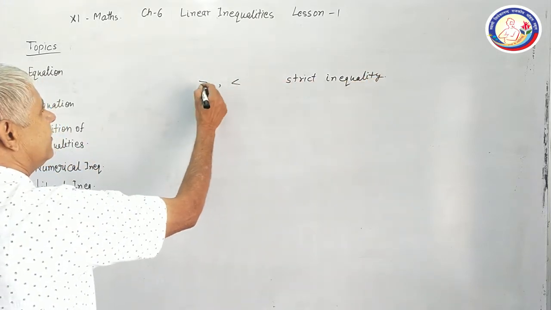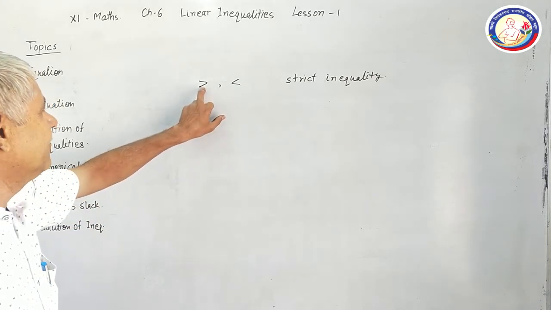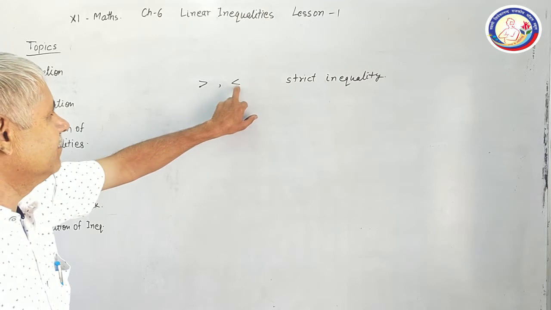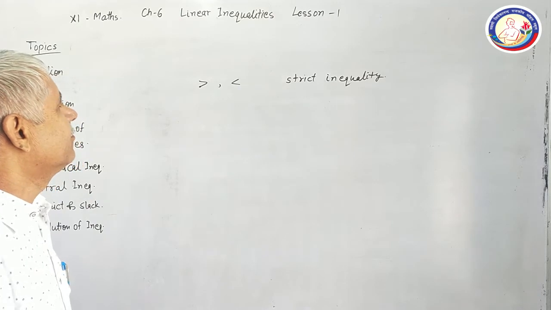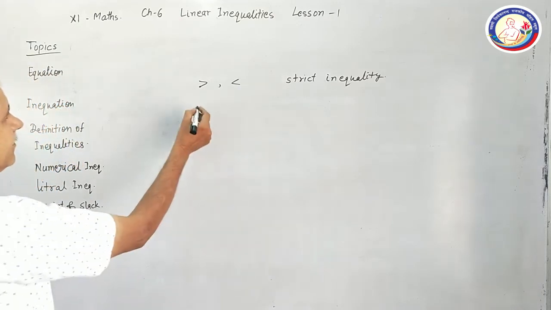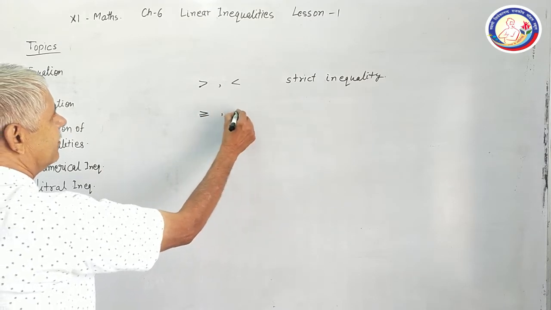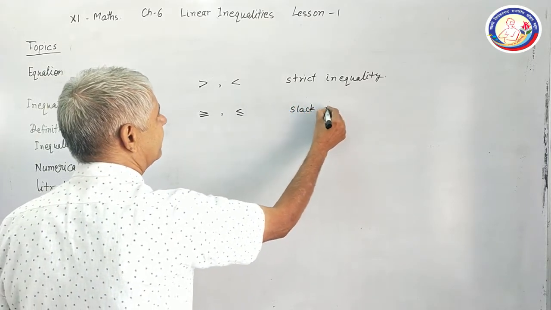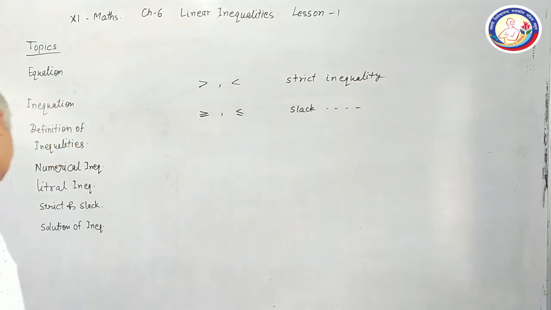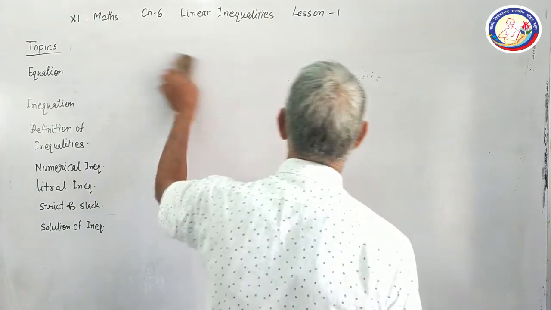If the relation between two numbers or expressions is related either by the greater than sign or by the less than sign, the inequality is called strict inequality. If the symbols are greater than or equal to or less than or equal to, then it is called slack inequality. So this is all about initial knowledge.